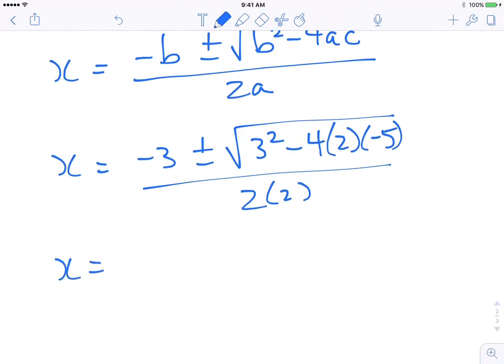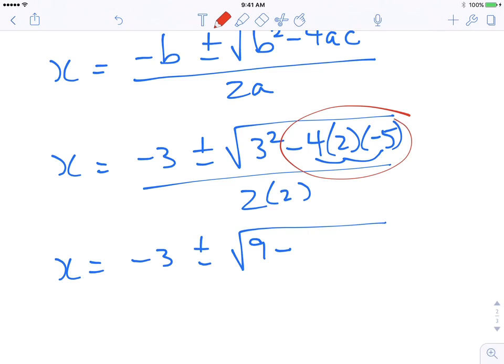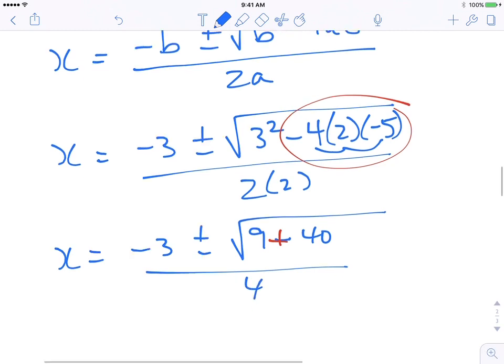Now I have x equal negative 3 plus or minus, and we can simplify what's under the square root. 3 squared is 9 minus, careful here, 4 times 2 is 8 times negative 5 is negative 40. So I have minus negative 40. This is where a common error occurs with most students. Because you have subtract negative, you really understand that needs to be a positive here. So subtracting a negative would be positive, in this case 40. And then that divided by 4.